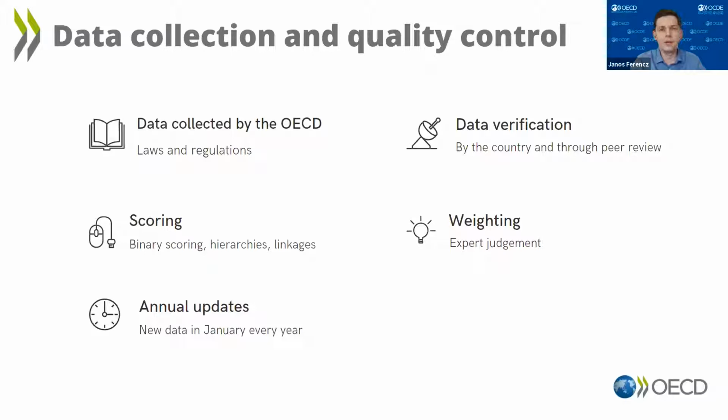In terms of data collection, the information in the regulatory database is collected by the OECD itself. We look at primary sources, regulatory databases. We don't use surveys or other means, but we look at all the information that we can publicly find on the internet. But we also undergo various data verification exercises, first by the country itself, and then also we have a peer review exercise whereby the countries have the opportunity to comment on each other's databases.